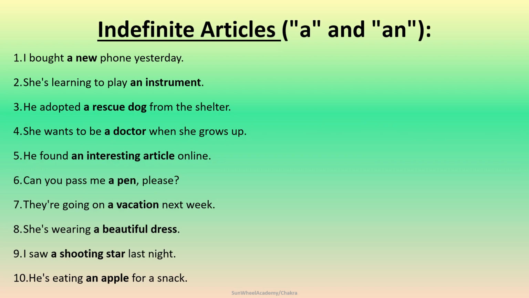Indefinite articles, a and an. 1. I bought a new phone yesterday. 2. She's learning to play an instrument. 3. He adopted a rescue dog from the shelter. 4. She wants to be a doctor when she grows up. 5. He found an interesting article online.